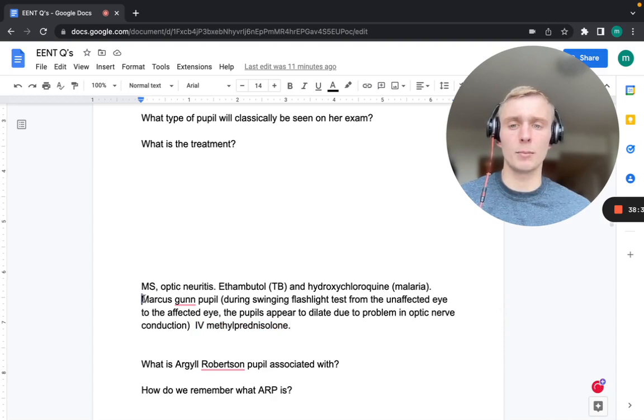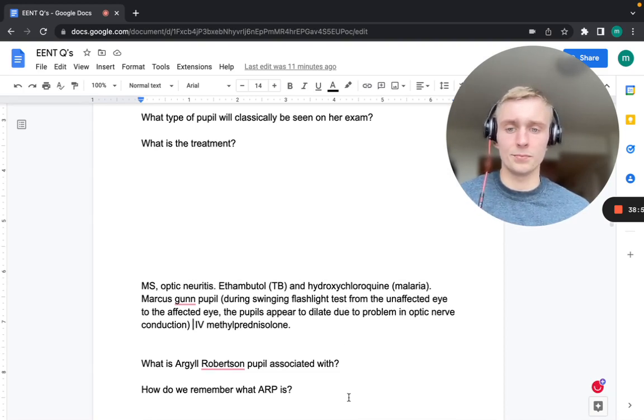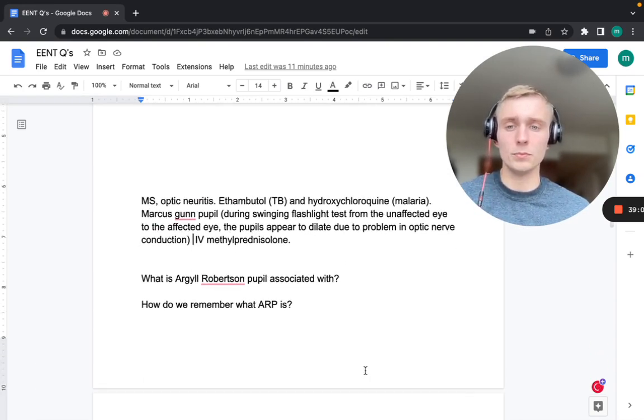And again, one more thing about the Marcus Gunn pupil: it appears to dilate due to the delay in the conduction of the optic nerve from one eye to the other. So it may not actually be dilating, but it just constricts less when you're shining the light from one eye to the other, from the unaffected to the affected eye. That affected eye, you'd expect it to constrict more in response to the light, but it can't because the optic nerve is affected in transmitting that signal. So therefore, it's going to constrict a little bit or not constrict at all. And that's that Marcus Gunn pupil.